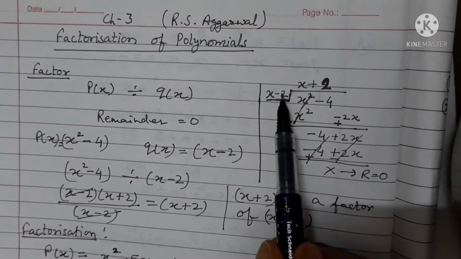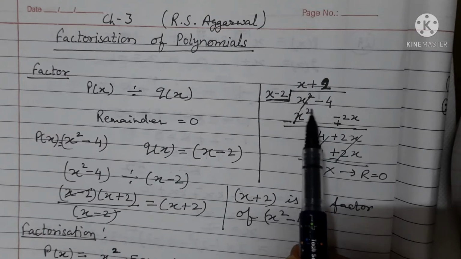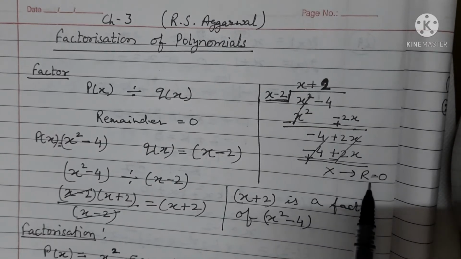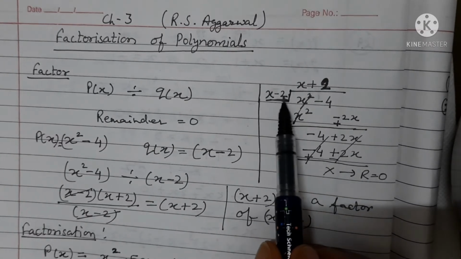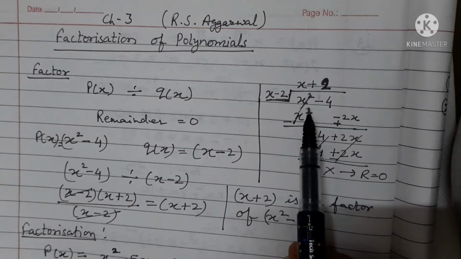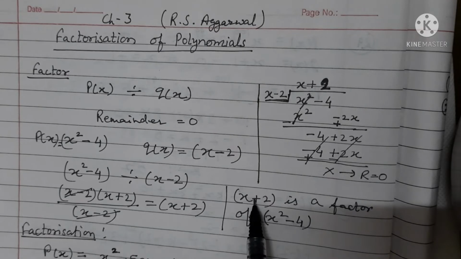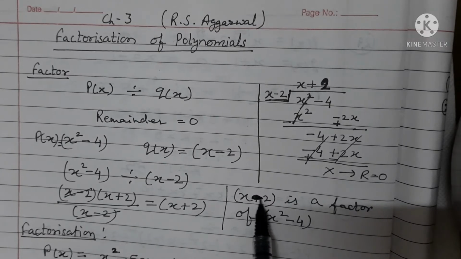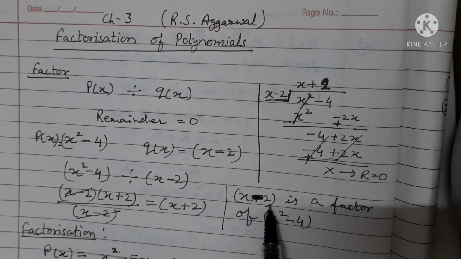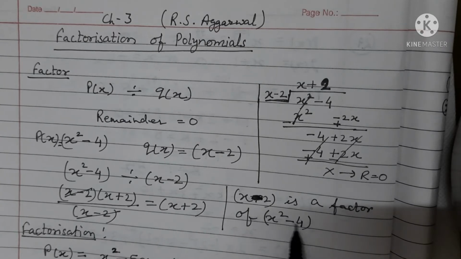You are watching that x minus 2 divides it completely, so the remainder is 0. Therefore x minus 2 is a factor of x square minus 4. Here change the sign, x minus 2. x minus 2 is a factor of x square minus 4.